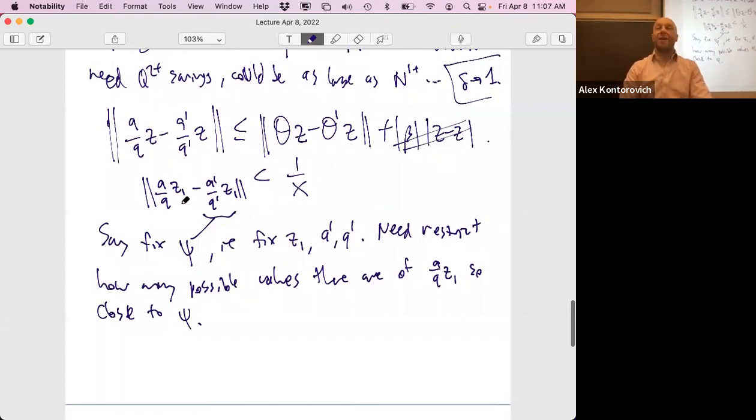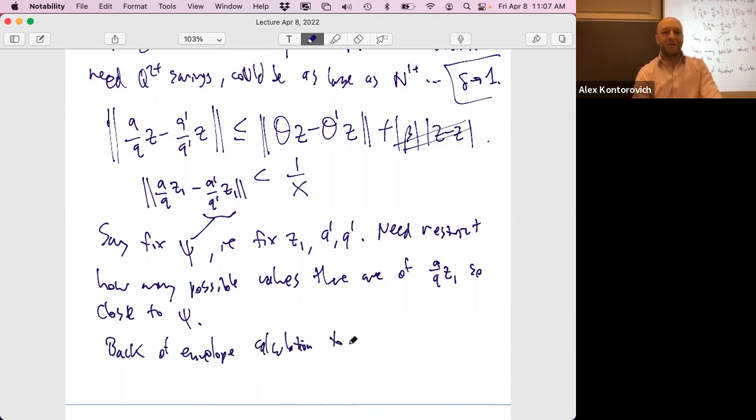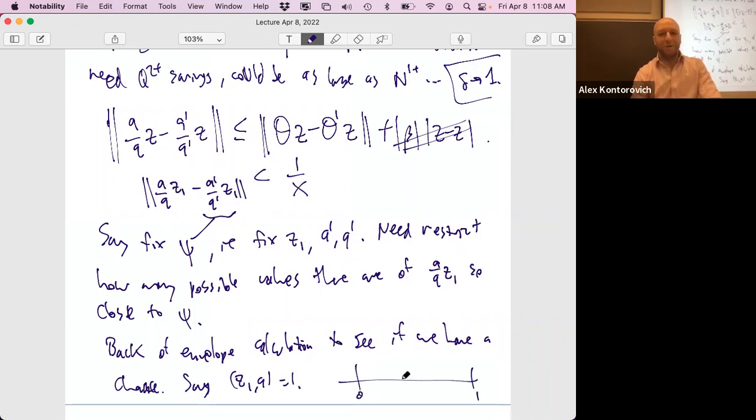Let's do a little back of the envelope calculation to see if we have a chance. Let's say that z1 and q are coprime. Okay. Then what's the mesh of the set of values that this takes? So I'm looking mod 1. So here's 0, 1. There's some fixed value psi, wherever that is. There's a range of size 1 over x around psi.